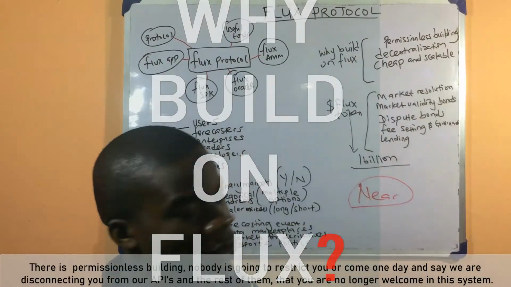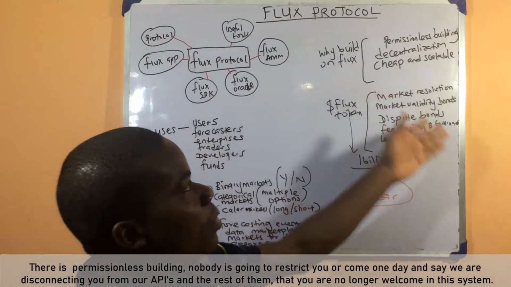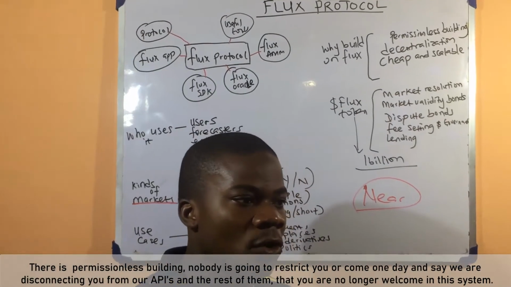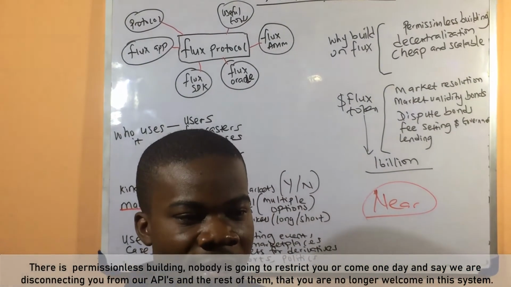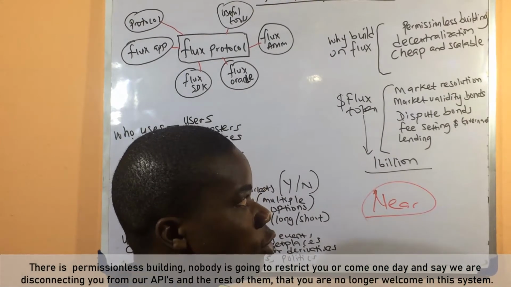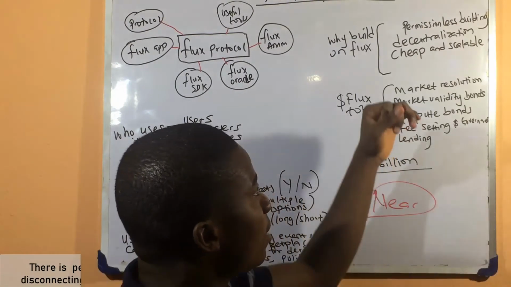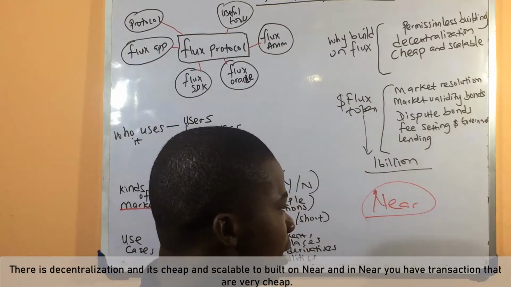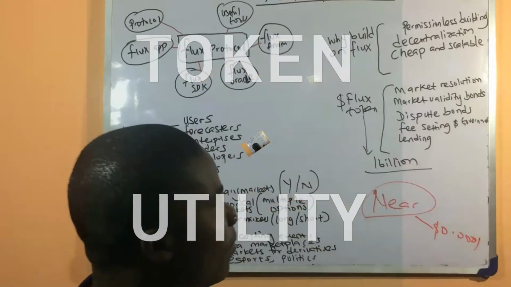And then the reason to build on NEAR: there is permissionless building. Nobody's going to restrict you. Nobody's going to come one day and say we are disconnecting you from our APIs and the rest of them, or you are no longer welcome on this system. There is decentralization, and then it's cheap and scalable. It's built on NEAR for transactions.